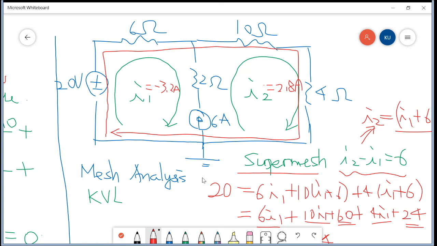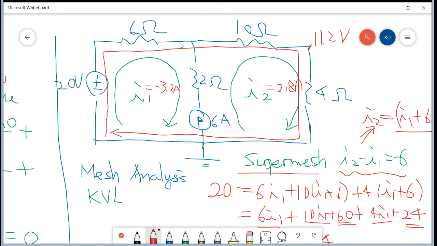So this is 2.8. So the voltage at this node should be 2.8 times 4, which is 11.2 volts. Okay, so this is 20, this is 6, this is 6. And the current I1 is minus 3.2A.